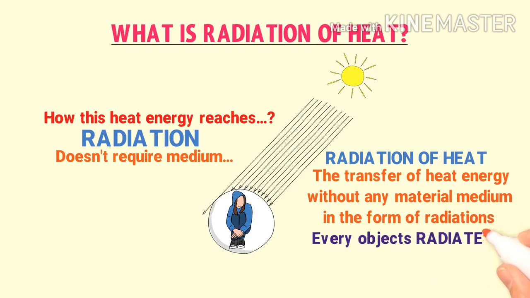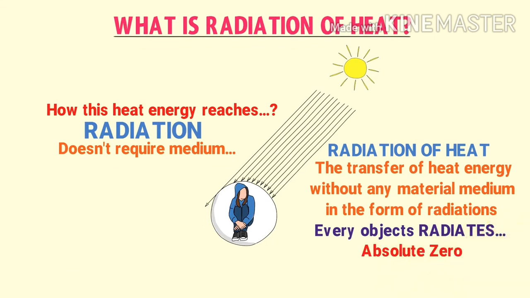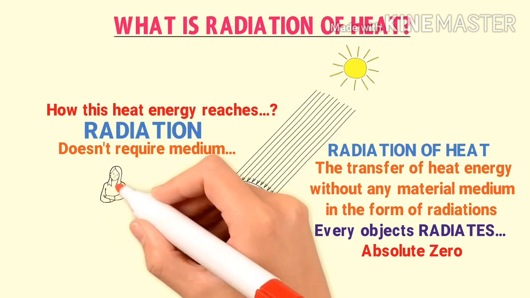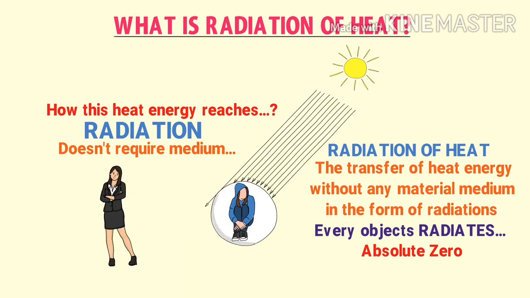Also remember that every object radiates some sort of heat energy until its temperature is absolute zero. And there is a difference between absolute zero and 0 degree centigrade. For example, you and I and everything around us radiates some sort of heat energy. Secondly, the higher the temperature of an object, the higher would be the rate of radiation of heat energy. So a hot object radiates more energy than cold objects.